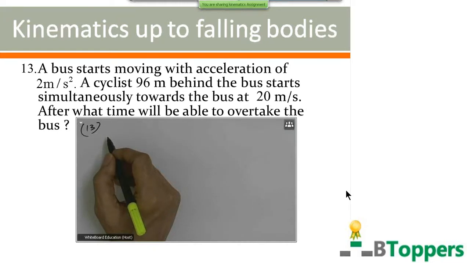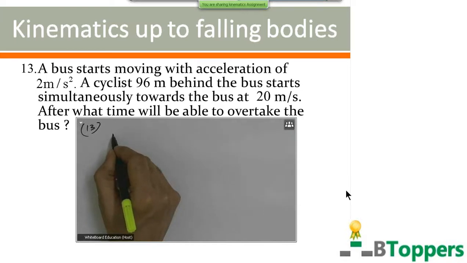See question number 13. A bus starts moving with an acceleration of 2 meter per second square. A cyclist 96 meters behind the bus starts simultaneously toward the bus at 20 meter per second. What time will he be able to overtake the bus?